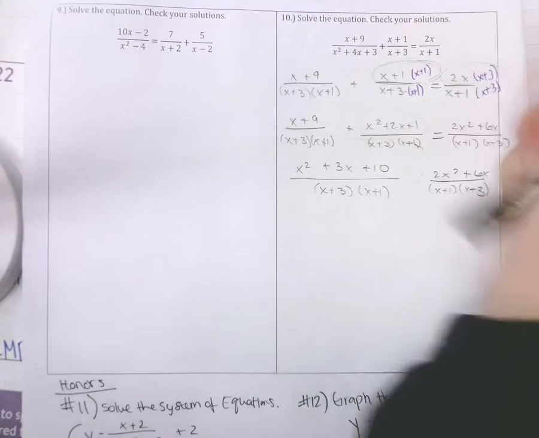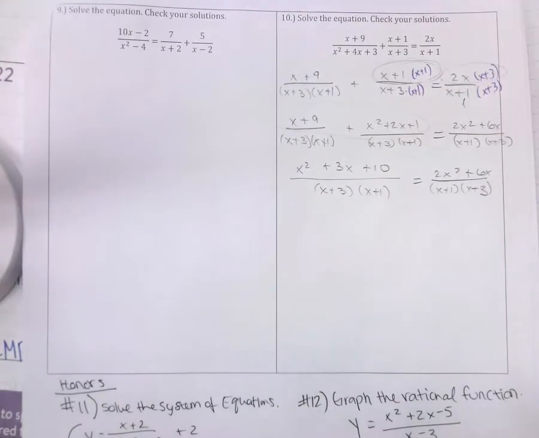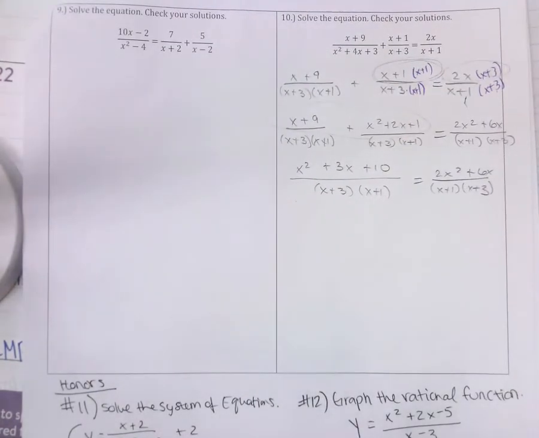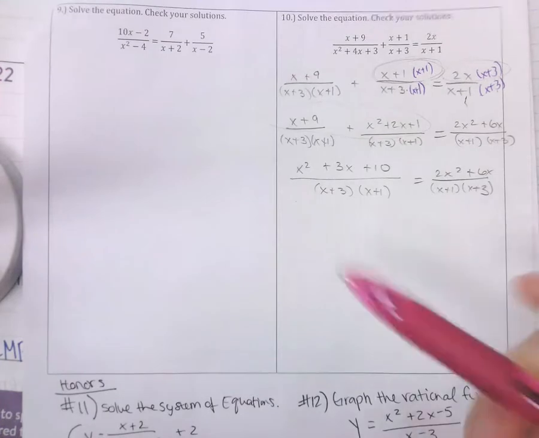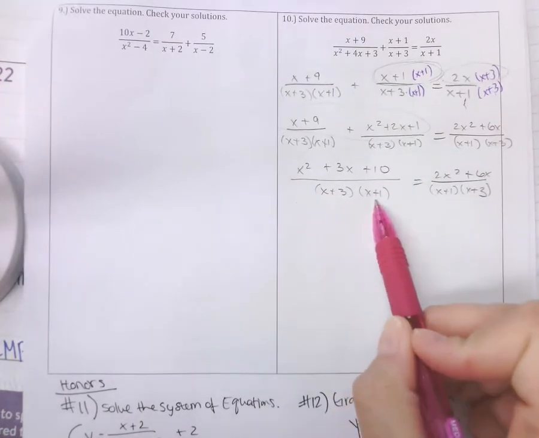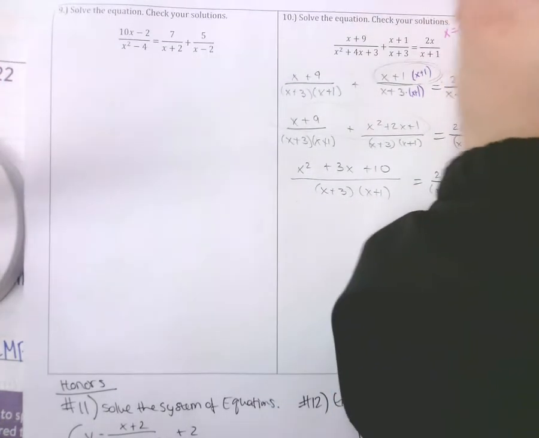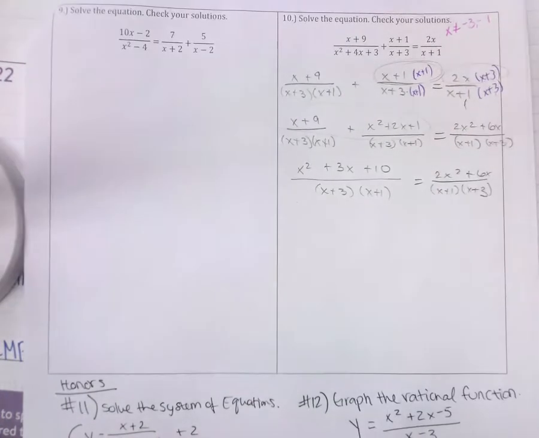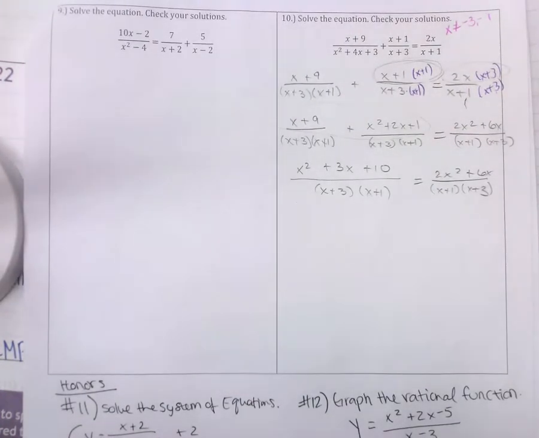So now, once you have common denominators, you have equal denominators, you can get rid of the denominators. Before you get rid of the denominators, you might just want to make a note of the restrictions. So our restrictions are -3 and -1. So I'm just going to write that at the top. X cannot be -3 or -1 in case I get those as my answers.